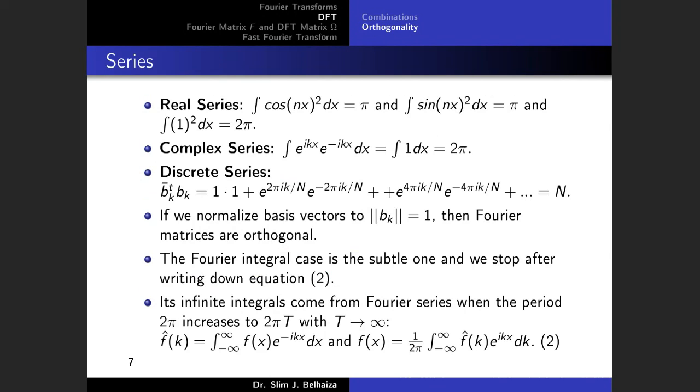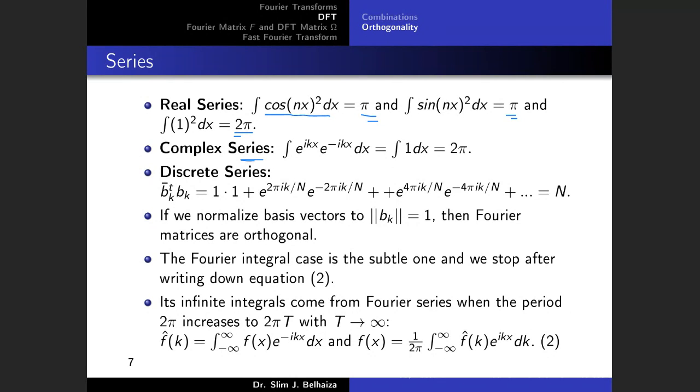For the series, we have the integral of cosine nx squared, which always gives pi, the integral of sine nx squared, which always gives pi, and the integral of 1 squared, which always gives 2 pi over the period.